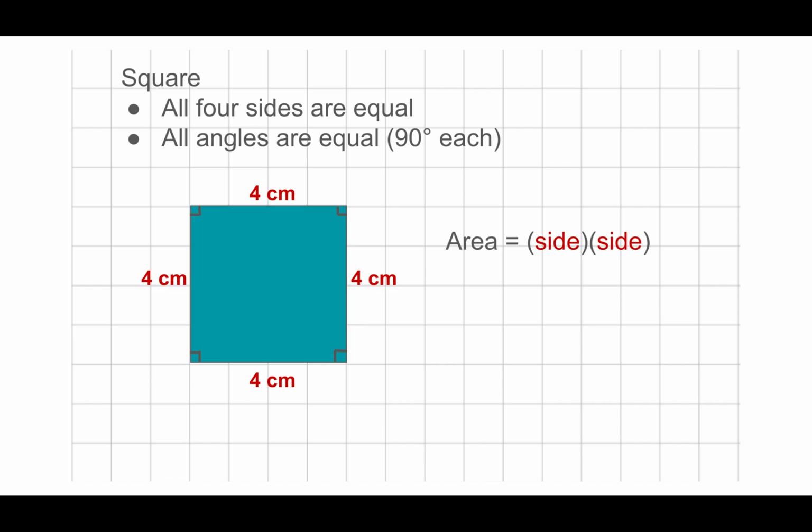So the area of a square is the side multiplied by the side. We sometimes write it as S multiplied by S, or the area equals S squared. So I can replace the length of the side, which is 4 centimeters, and square it. So 4 multiplied by 4 is 16. So the area of the square is 16 square centimeters.